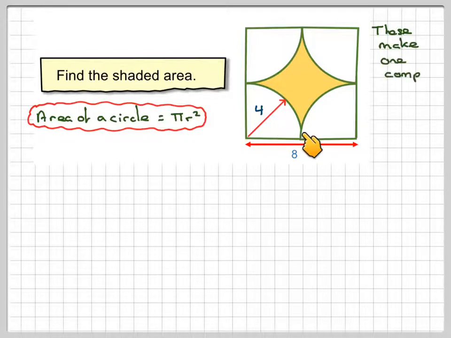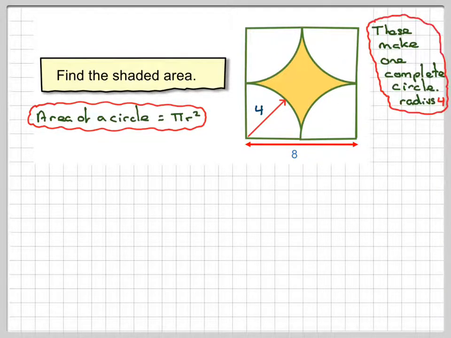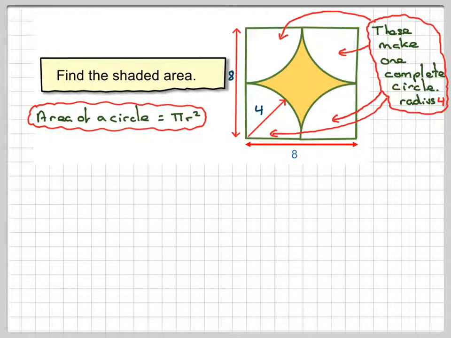Now, these 4 here make up a complete circle. If you take them apart and turn them around a bit, they make a complete circle with radius 4. So it's that bit, plus that bit, plus that bit, plus that bit. So, this is 8, and therefore this is also 8, because this is 4, and this is 4 as well.